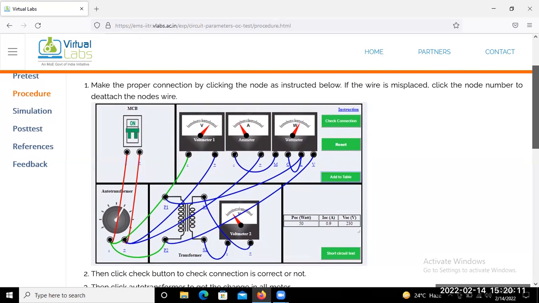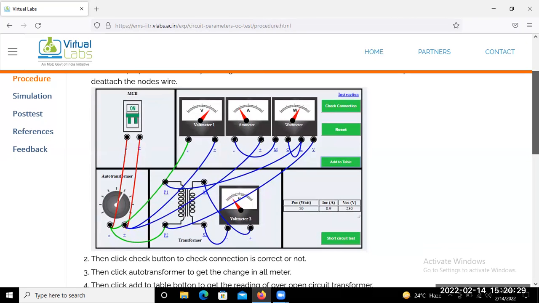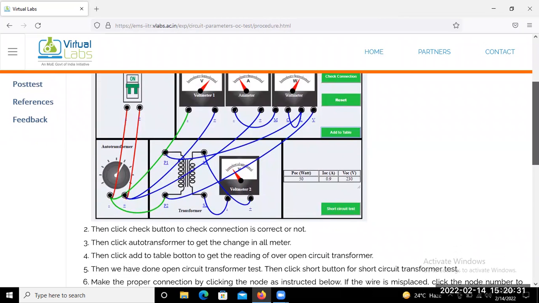So maybe write this down. Make the proper connection by clicking the node as instructed below. If the wire is misplaced, click the node number to detach the node wire. The second step is to click the check button to check whether the connection is correct or not. Then click the auto transformer to get the change in our meters, that means the reflection in the voltmeter, ammeter, and wattmeter. And the fourth step is to click add to table.